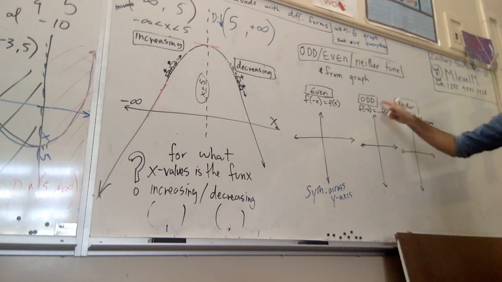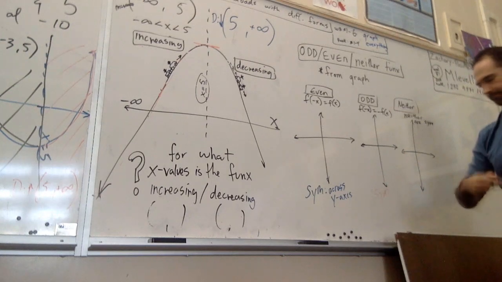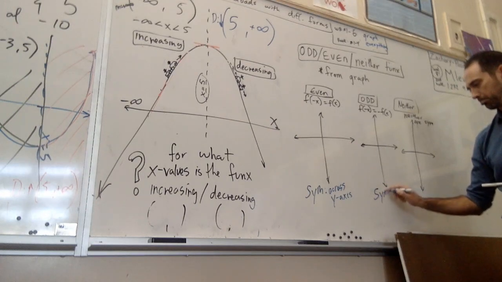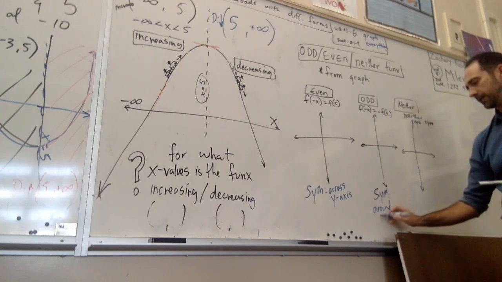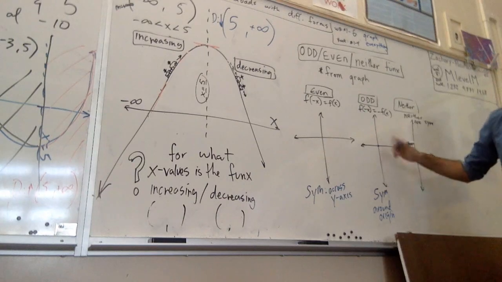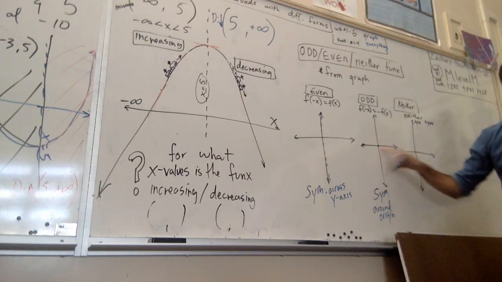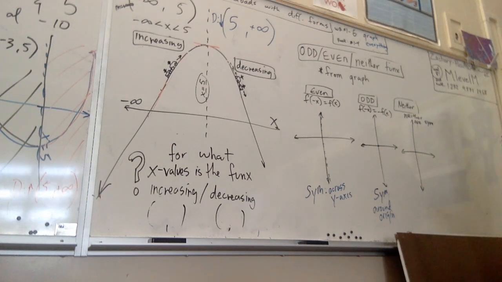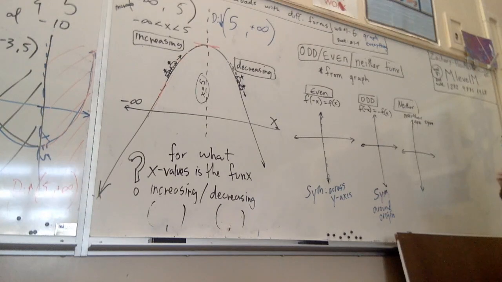How about this one? Odd. Odd, we have symmetry around the origin. Here's the origin. We have symmetry around that. So we have either symmetry along the y-axis or around the origin. You're going to see what kind of function makes that possible. Neither, it's neither this nor that. So I'm going to put an example of a neither function. That would be like that.